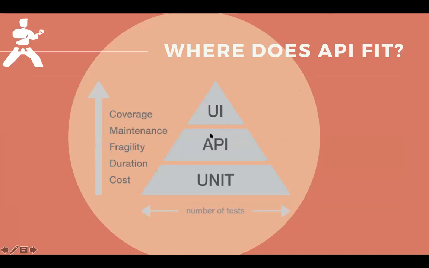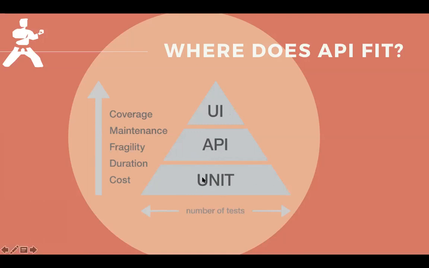In the pyramid, we have the unit level at the bottom, an API somewhere in the middle, and the UI right at the top of the pyramid. We all know that UI testing can be done, but it's pretty expensive. There is a reason why it sits at the top of the pyramid: it's expensive. It takes a lot of time to certify the build, or sorry, any kind of UI testing.